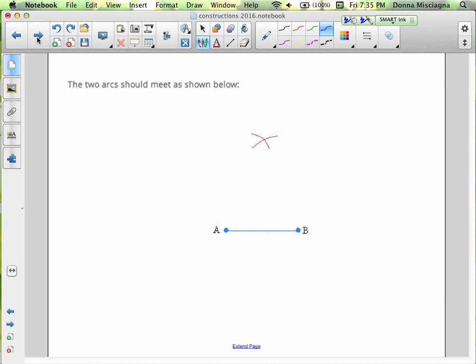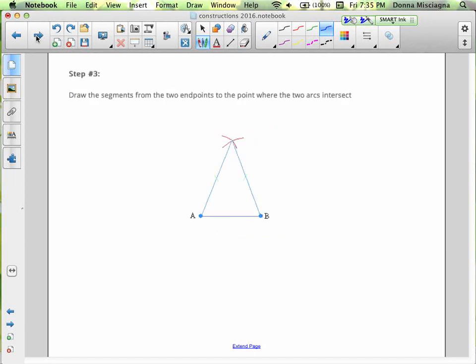So we have one arc from A and one from B, and the two arcs should meet as shown below. Your last step is to draw the segments using your ruler or straight edge from the two endpoints to the point where the two arcs intersect. And you are guaranteed to have an isosceles triangle.